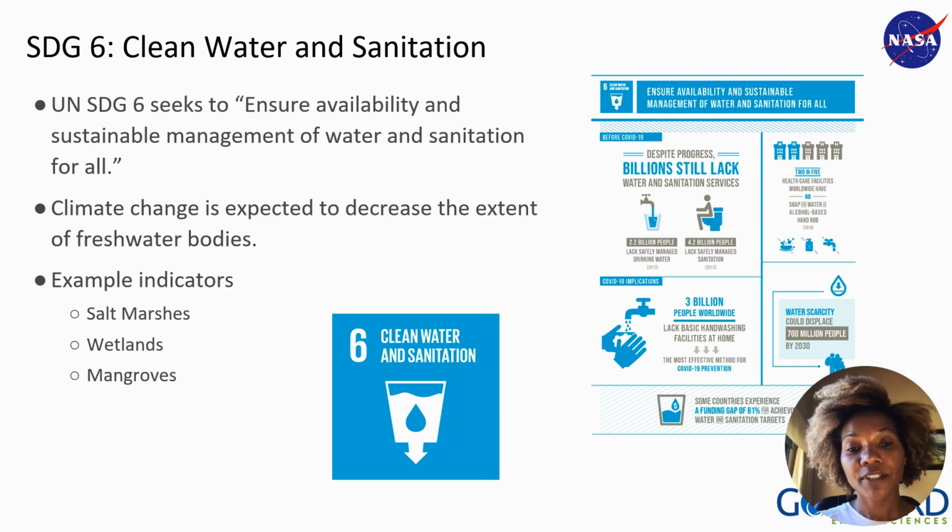Mangroves are really important for SDG 6, clean water and sanitation, because they can be used as an indicator for the availability and sustainable management of water and sanitation for all, which is the goal of SDG 6. Essentially, if we have healthy mangroves, we have healthy ecosystems, and that tells us there is a healthy water supply in that region. That's why coastal vegetation and forests such as salt marshes, wetlands, and mangroves are really important indicators for this SDG.